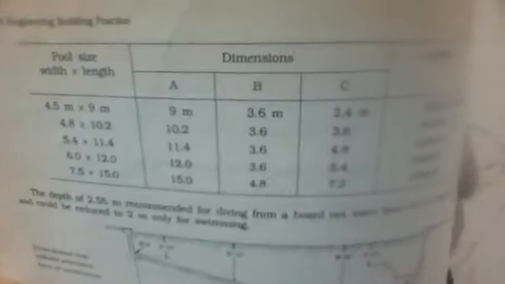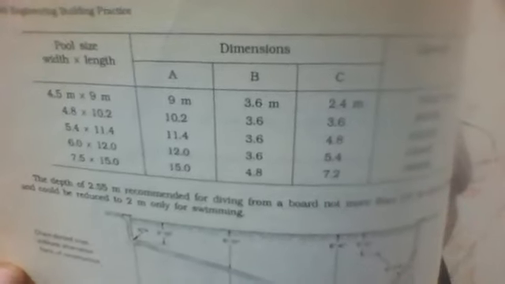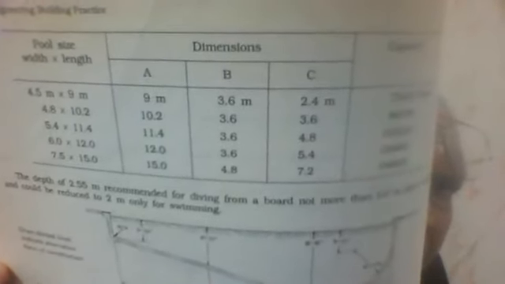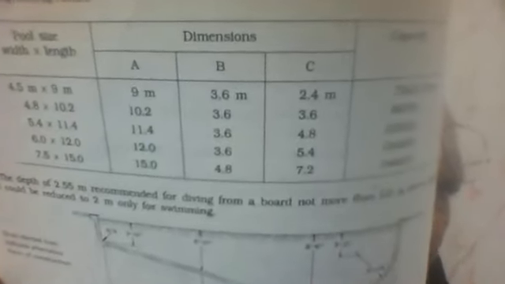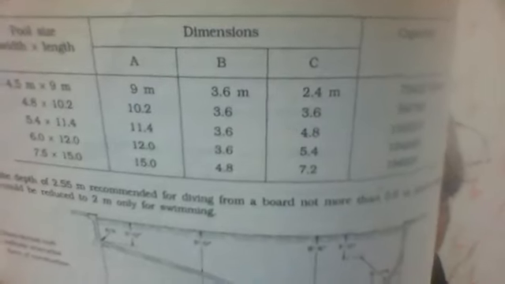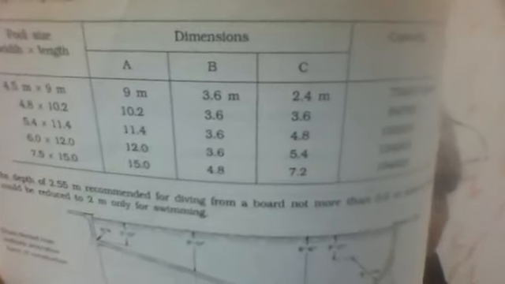I'll read that one. You can see what's written here. Pool size, dimensions are there. I can read from here itself. Width into length, 4.5 meter into 9 meters, 4.5 into 10.2 meters, 5.4 into 11.4 meters, then 6 into 12 meters, 7.5 into 15 meters, and dimensions A, B, C as shown.